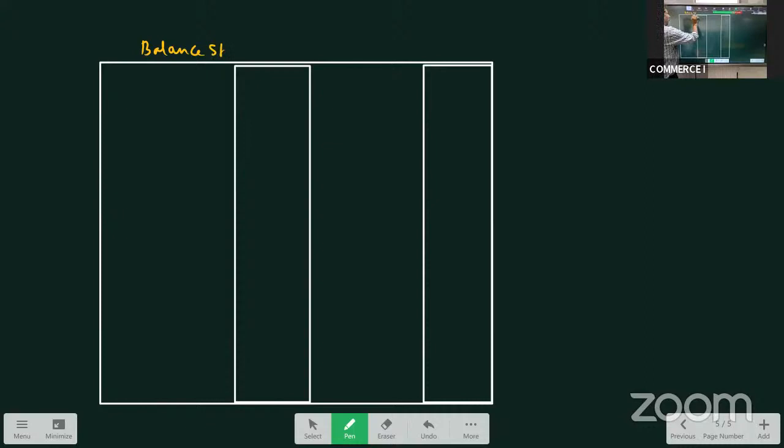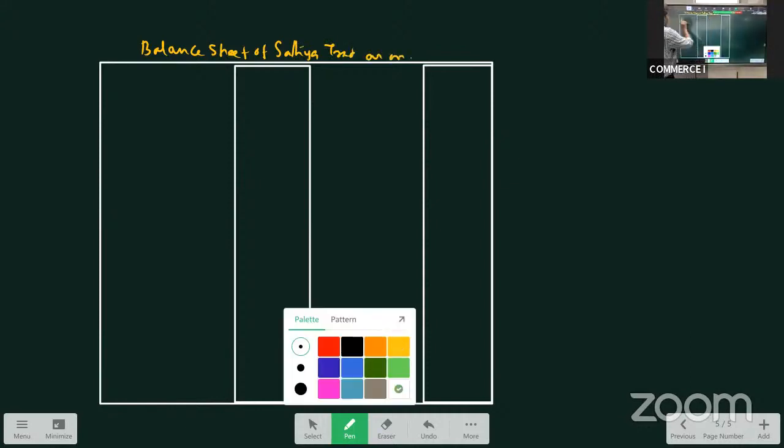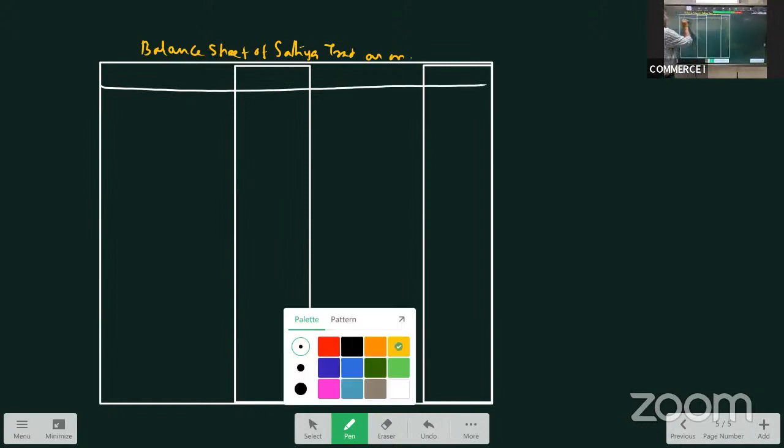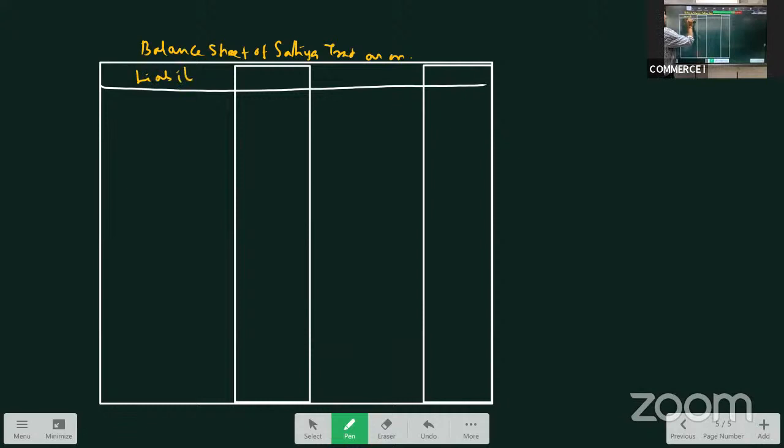Balance sheet of Satyam Traders as on. Okay. This is liabilities, amount, assets, amount. Okay. Now let us clean the trial balance and take all the items which are of capital nature in the balance sheet.